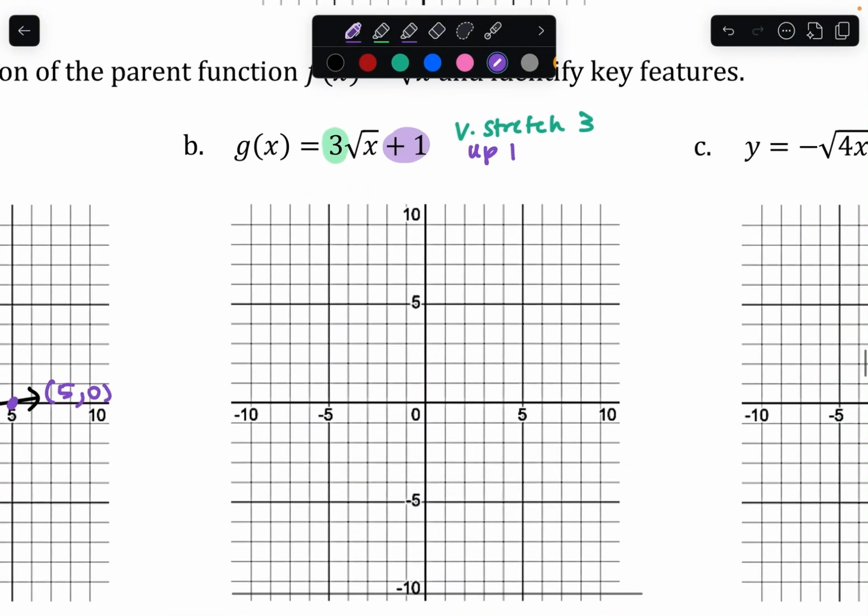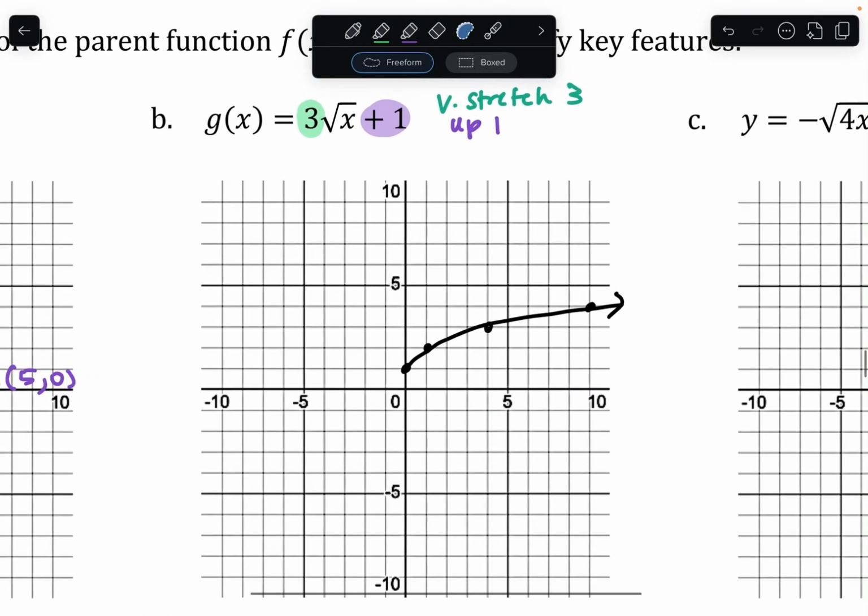Okay, and so once again, graphing the parent function, we have 0, 0, 1, 1, 4, 2, 9, 3. I'm going to shift it up 1. So now we have our starting point at 0, 1.